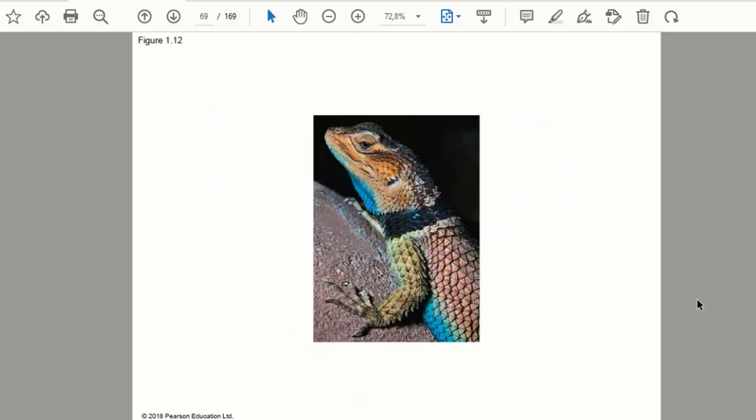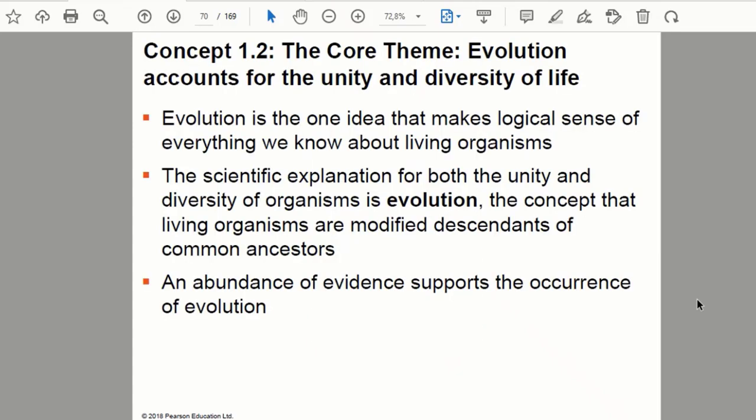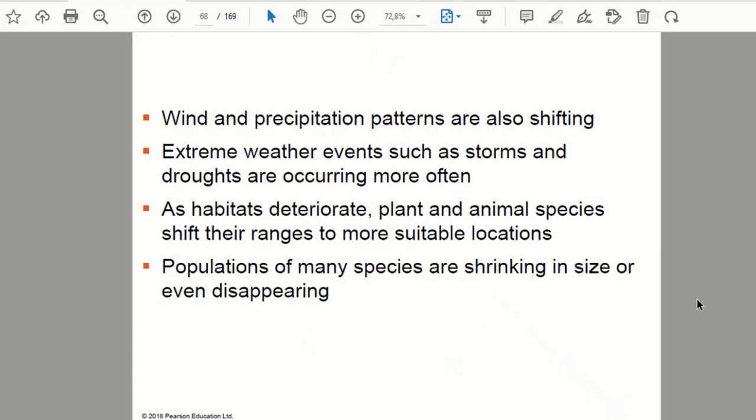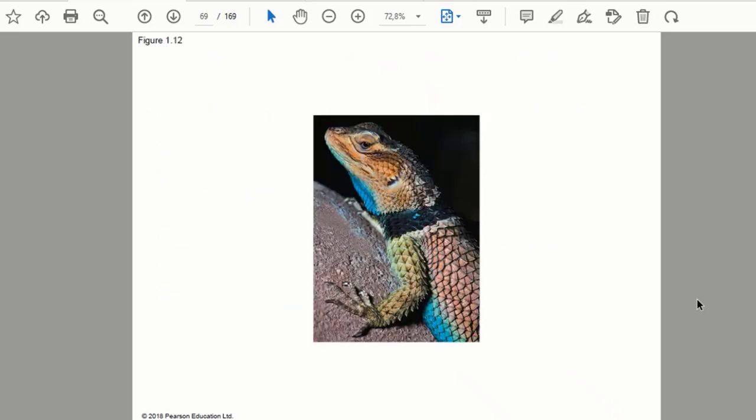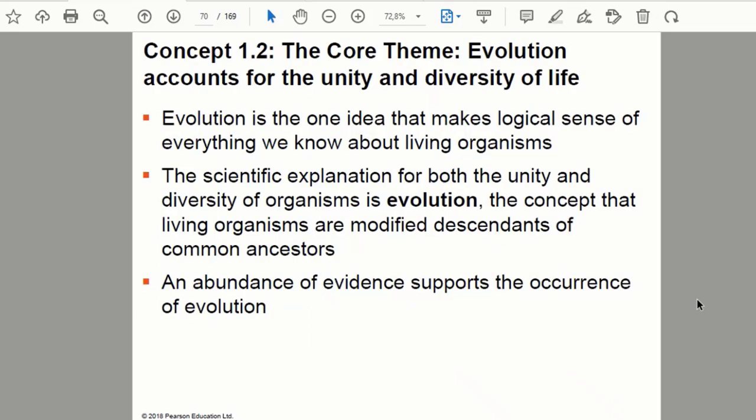What did I do here? There we go. Like this little fella here, you can see it has to move to an environment which is suitable to its survival and all that.